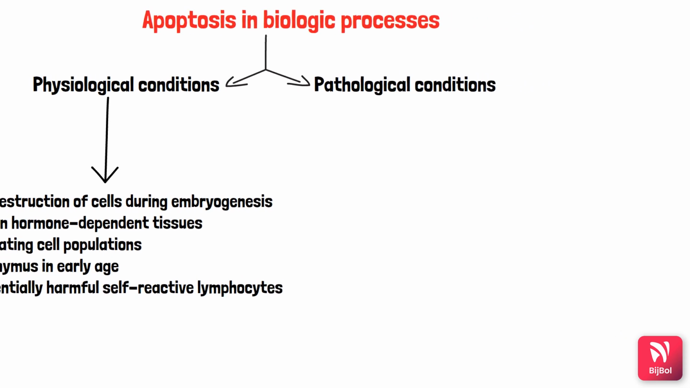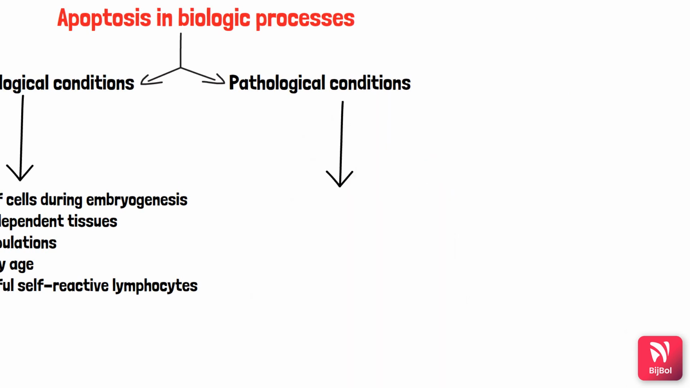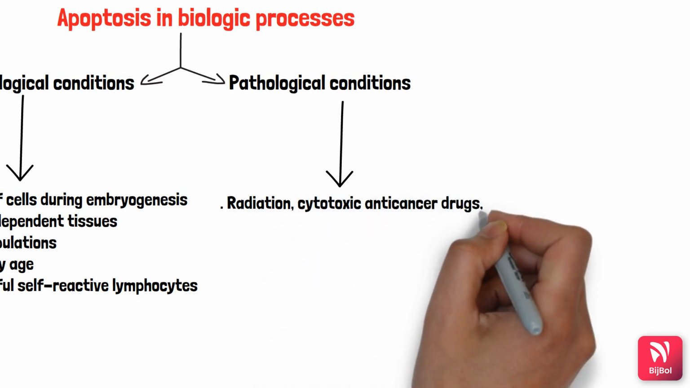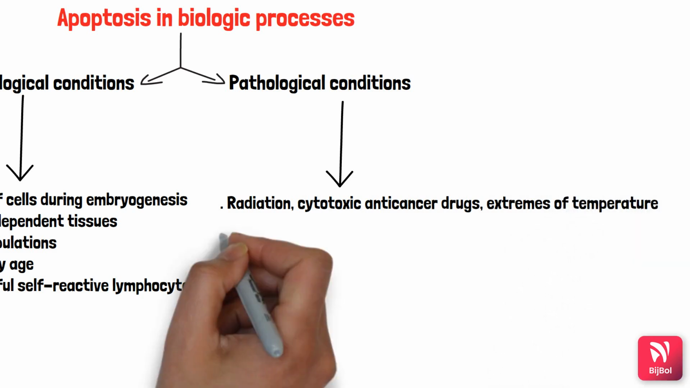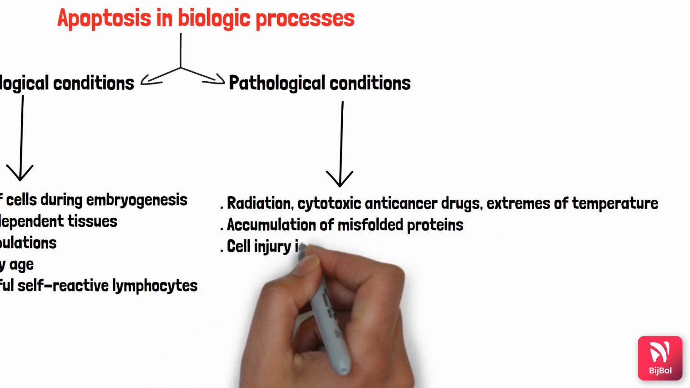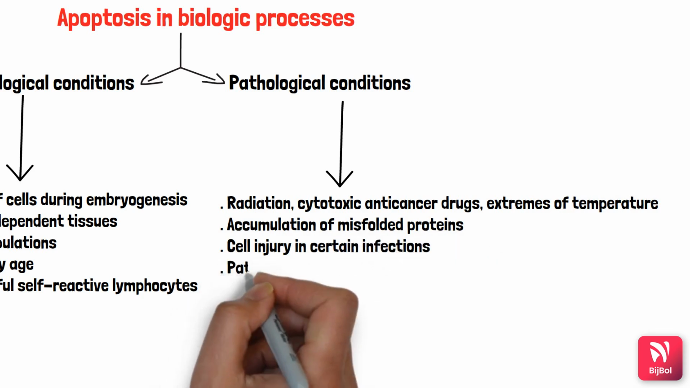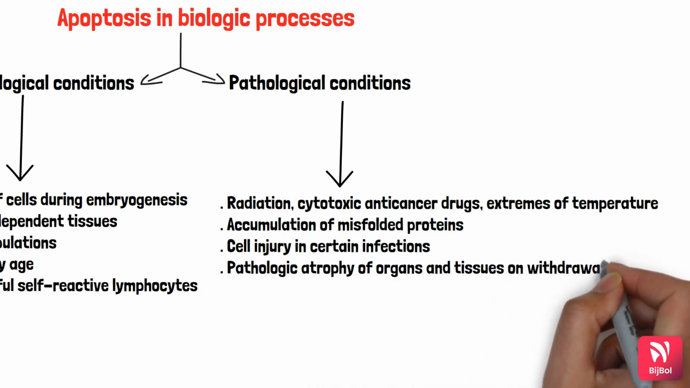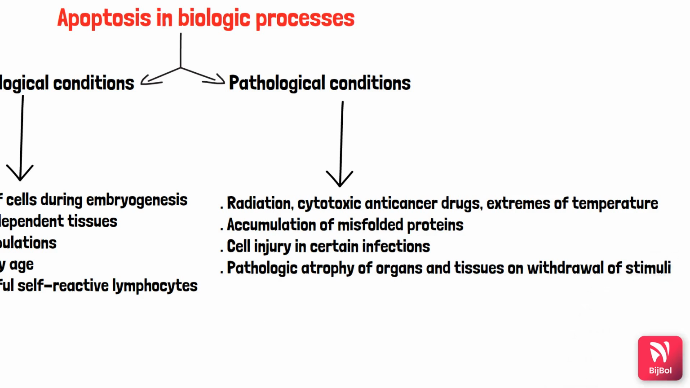Now apoptosis in pathological conditions, where all it will act. In conditions with any physical, chemical, nutritional or thermal injuries, like radiation, cytotoxic anti-cancer drugs or extremes of temperature, the tissues exposed to these can undergo apoptosis. Sometimes accumulated misfolded proteins can undergo apoptosis, and sometimes there can be cell death or cell injury in some viral infections. In pathologic atrophy of organs and tissues on withdrawal of stimuli, something like prostatic atrophy, apoptosis is also seen. So this is about apoptosis in the biological process, both in physiological as well as pathological conditions.